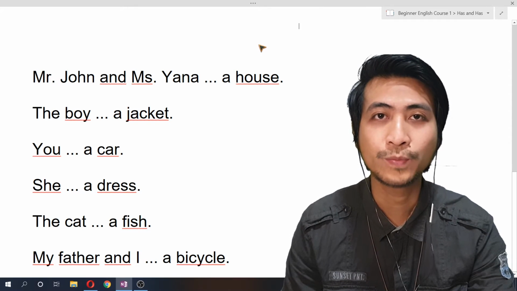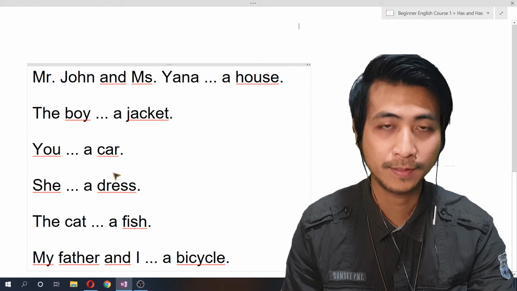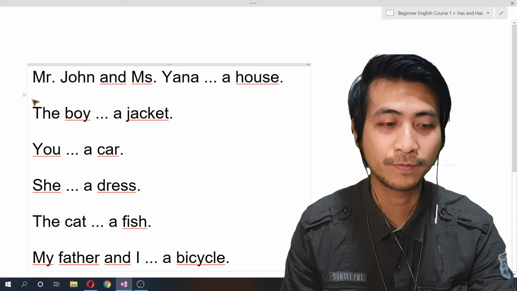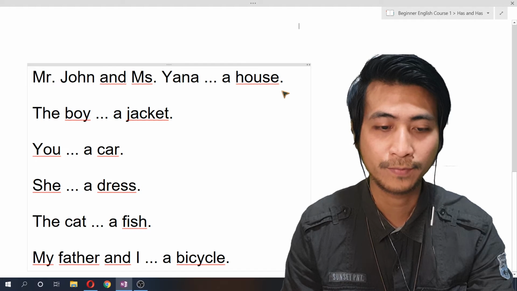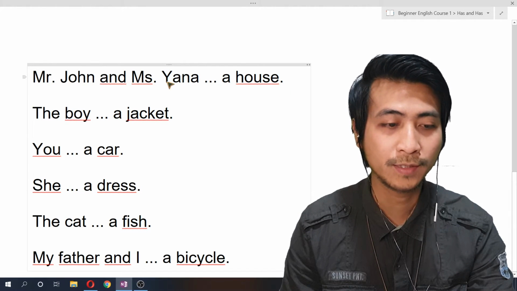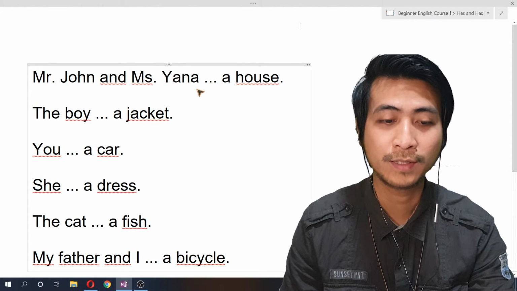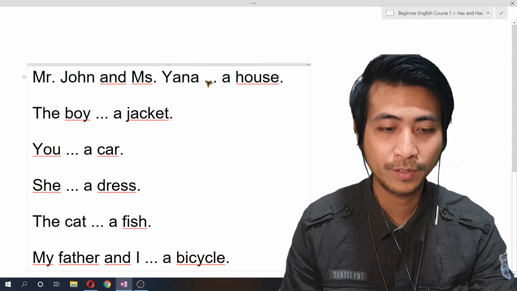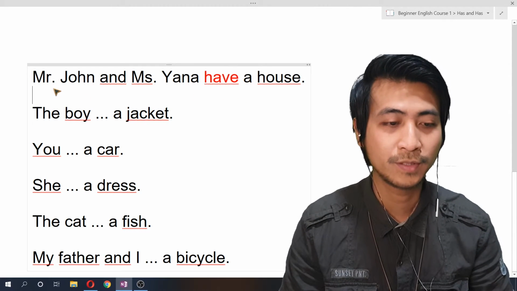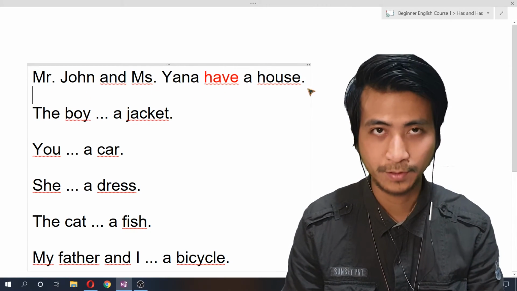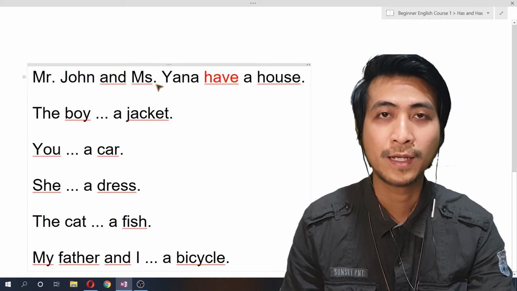Here, I want you to put either have or has in the blanks of these sentences. Okay, let's try with the first sentence. Mr. John and Miss Yana blank a house. If we look at the subject, Mr. John and Miss Yana, it's the same as the subjective pronoun they. So we use have after the subject. Mr. John and Miss Yana have a house. We cannot use has because the subject is the same as they.